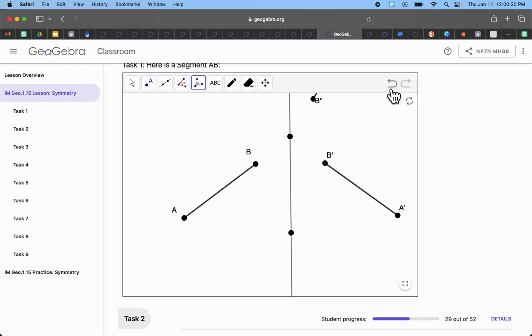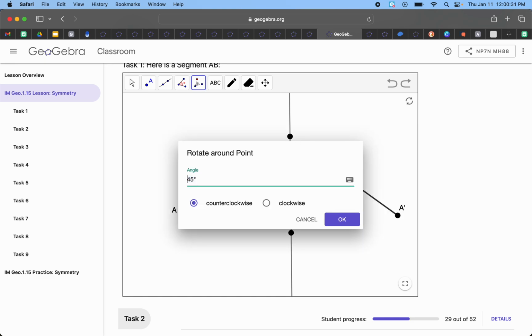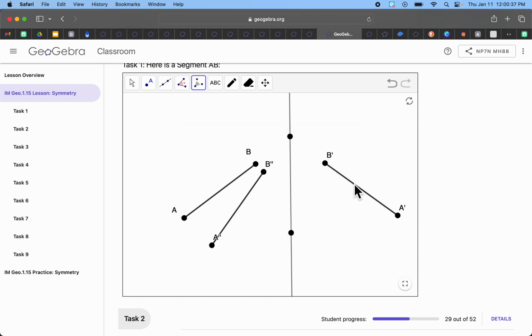Oops, I accidentally did it the wrong way. So let's try and do it again. So we got this, and we'll just set it at 90 degrees, even though it's not quite going to be right. And we'll go clockwise. There we go. All right, so this made it back.